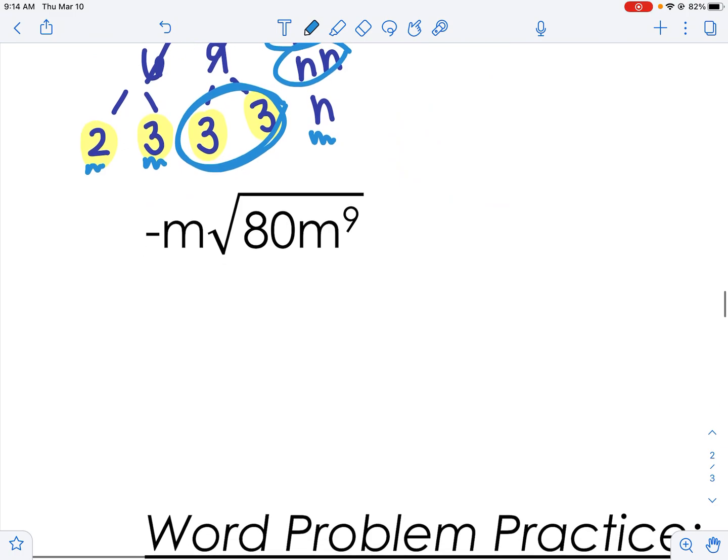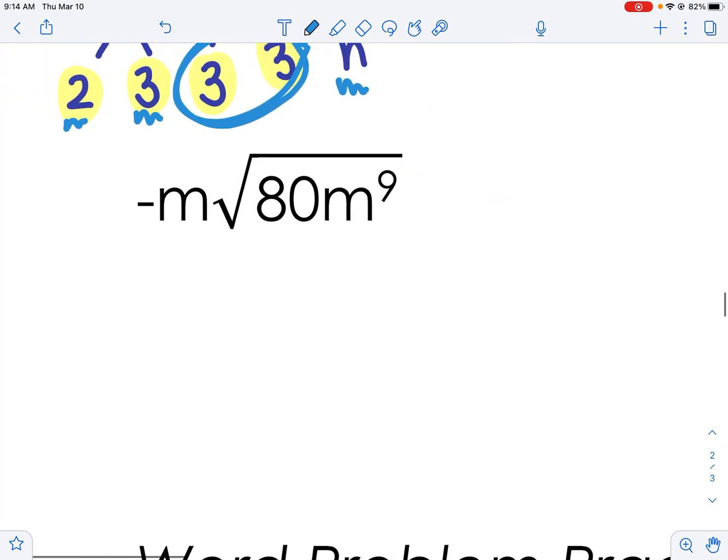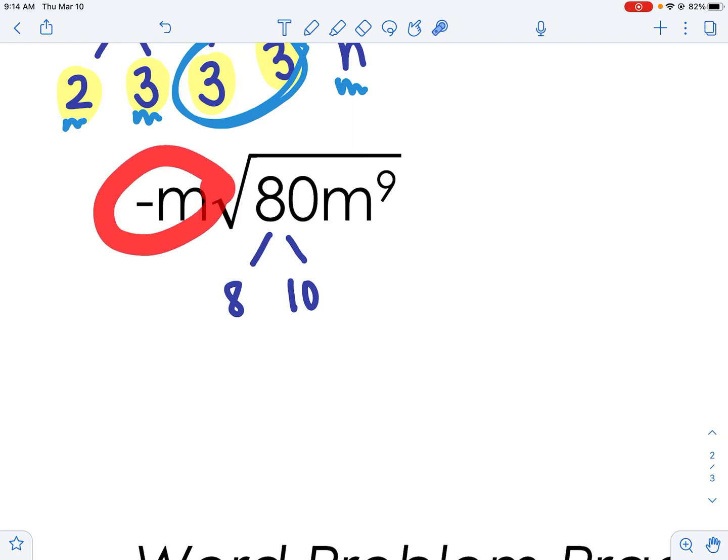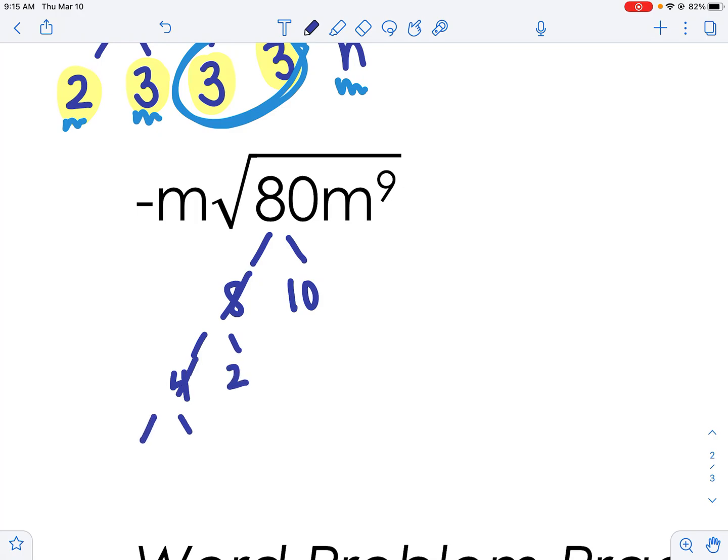So looking at some harder ones. If we can do these hard ones today, then you can do the easier ones later on this week. So 80 would break down into 8 and 10. And for now, I'm just going to ignore this letter over here. I'm going to look at the 8 and the 10. 8 can break down into 4 and 2, and then 4 would break down into 2 and 2. So that 8 broke down into 2, 2, 2.